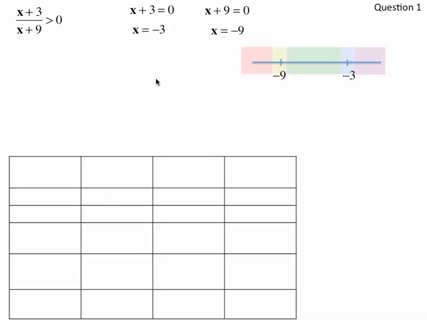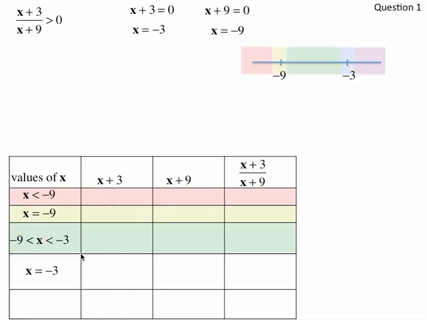So I'm going to make a table, and in that table we're going to be looking at the values of x, less than negative 9, for the numerator, for the denominator, and then for the whole rational expression. So when x is less than negative 9, then we look at when x is equal to negative 9, which I've colored yellow, when x is between negative 9 and negative 3, which I've colored green, when x is equal to negative 3, which I've colored blue, and when x is greater than negative 3, which I've colored purple. These color codes correspond to the number line over here.